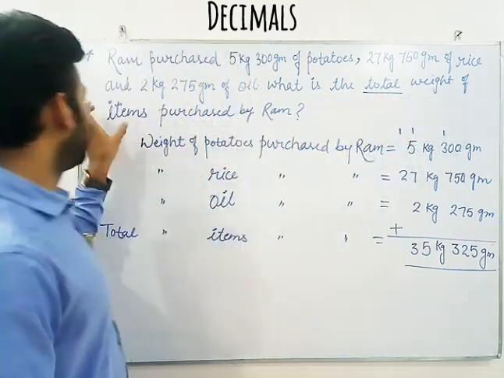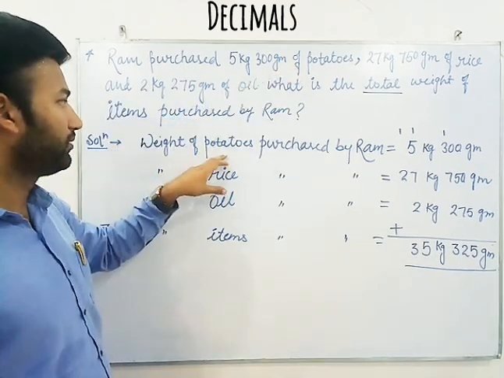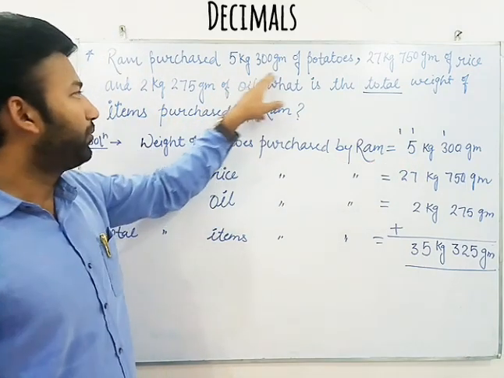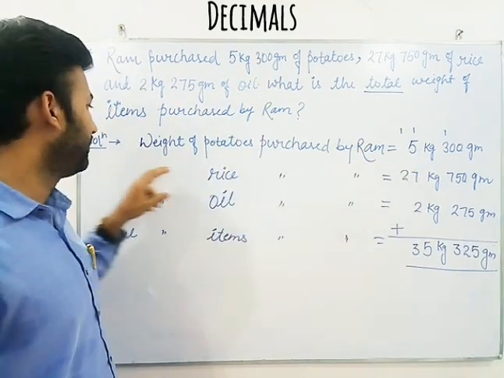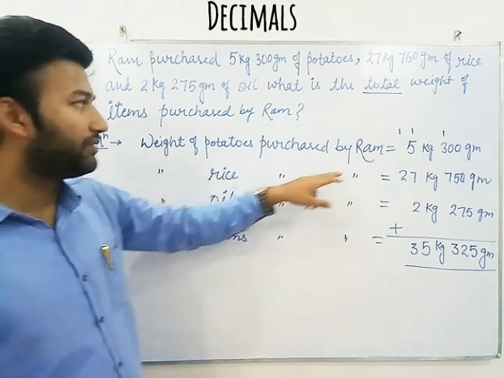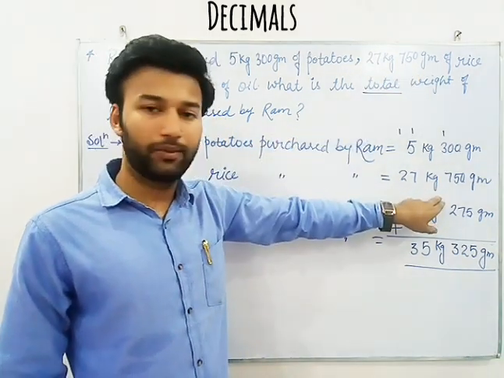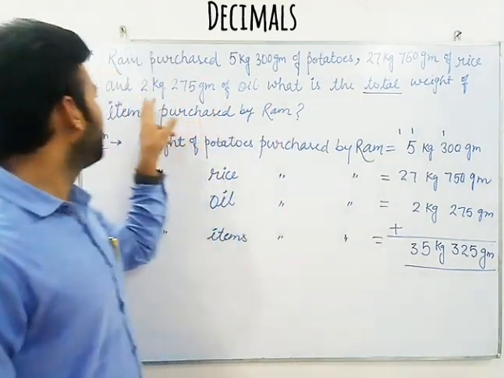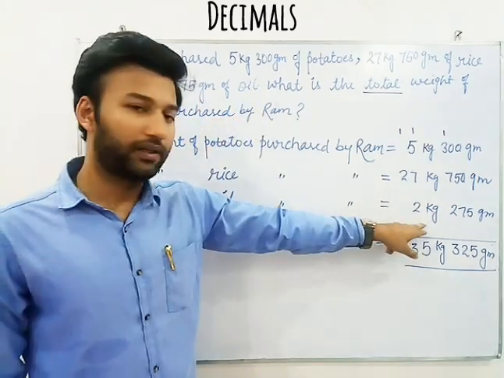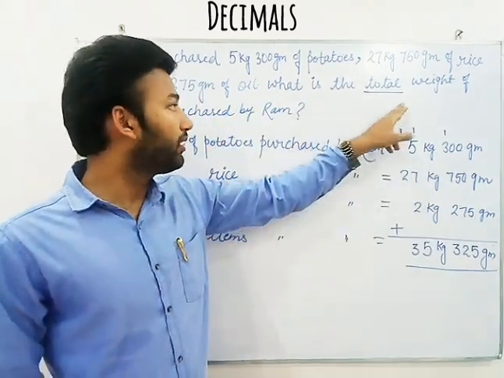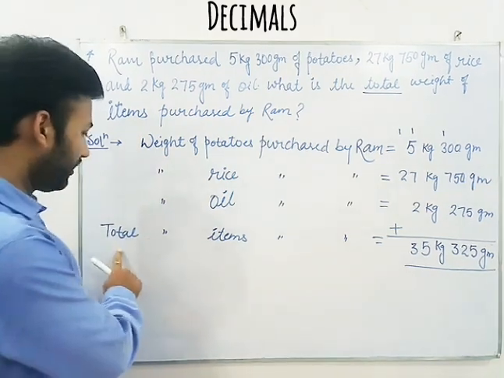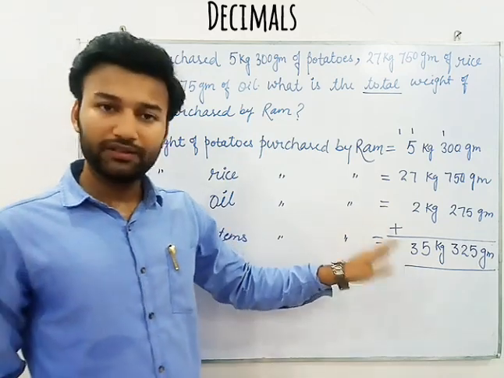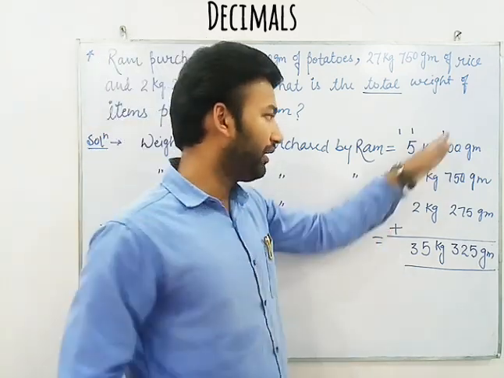Weight of, in the place of item, first we will write potatoes purchased by Ram, equal, this is the weight of potato. Next, weight of rice purchased by Ram, this is the weight of rice, so we will write here. Next, weight of oil purchased by Ram, this is the weight of oil, so we will write here. Now what is the total weight of items? So we will write total weight of items purchased by Ram. Total means addition, sum, plus. So we will add these numbers.